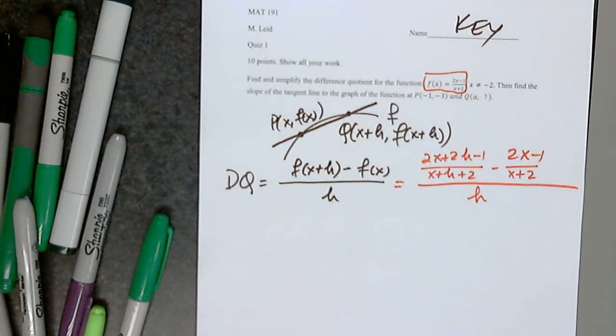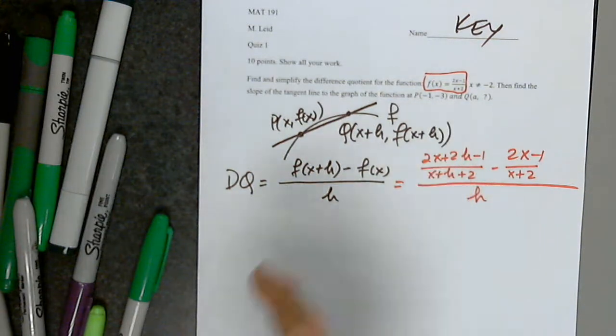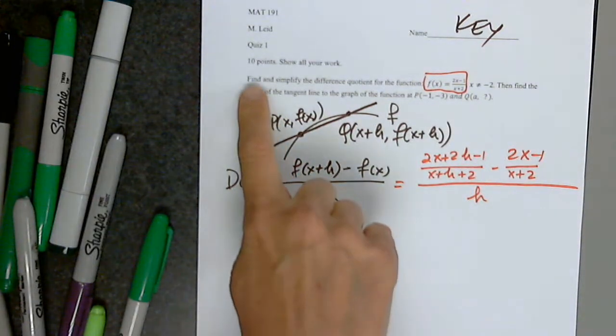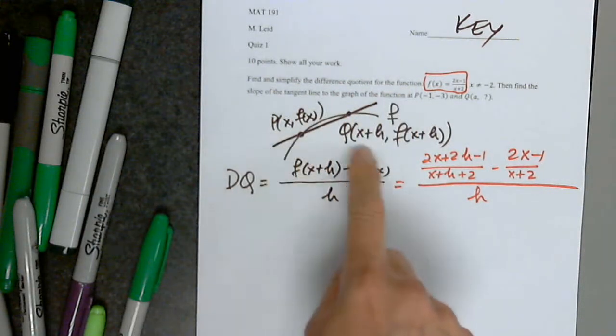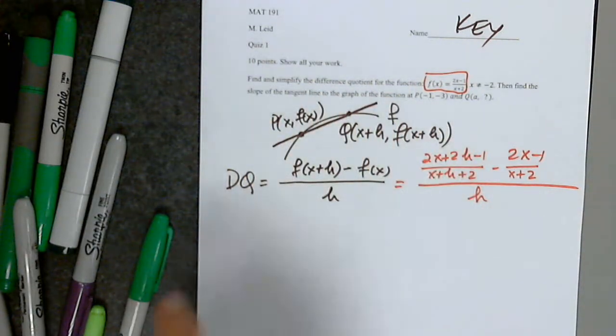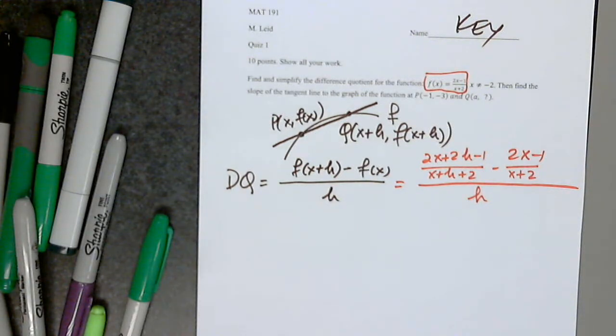Now, we should all have this right. Is this okay? Why is Q x plus h if it says a there? Why is Q x? I didn't get to that part yet. I'm just doing the first part: find and simplify the difference quotient. This graph only reminds you what the difference quotient is. It has nothing to do with the function itself. So this is an easy way of remembering what the difference quotient is.